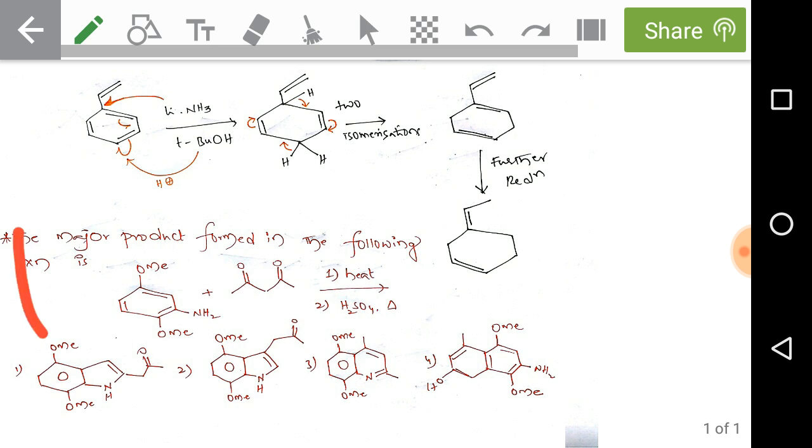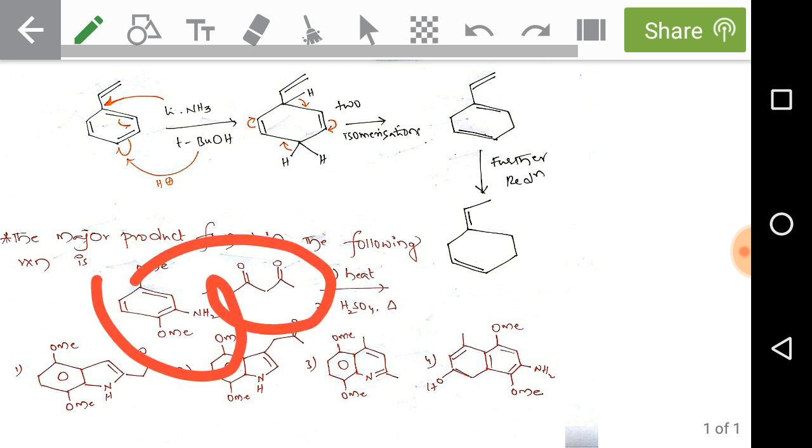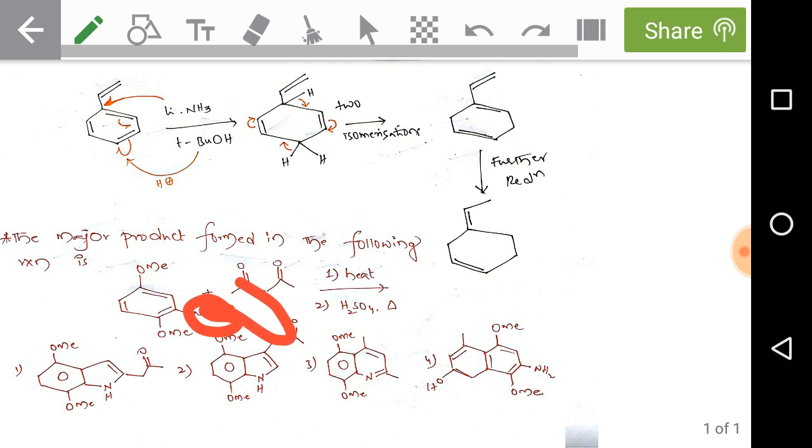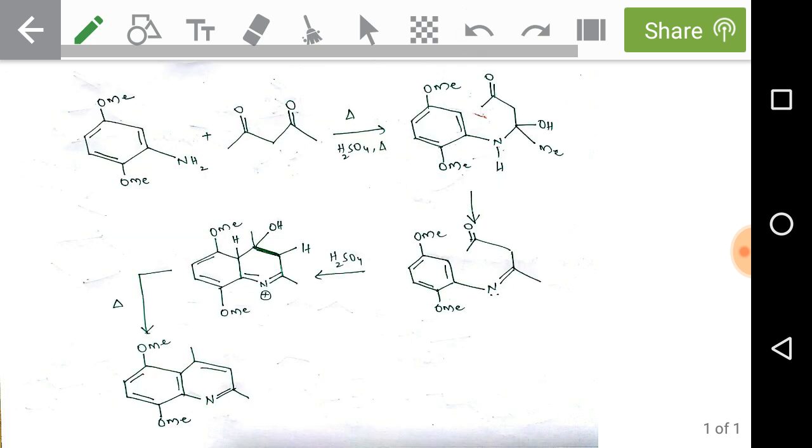Next one, the major product formed in the following reaction is. Just observe the reactants here, and we have given heat and H2SO4 conditions, and you can see the lone pair of electrons on nitrogen can act as a nucleophile, that means NH2 can act as a nucleophile, which is going to attack this carbonyl carbon, that means simply the anhydride here. And next one, just check the mechanism.